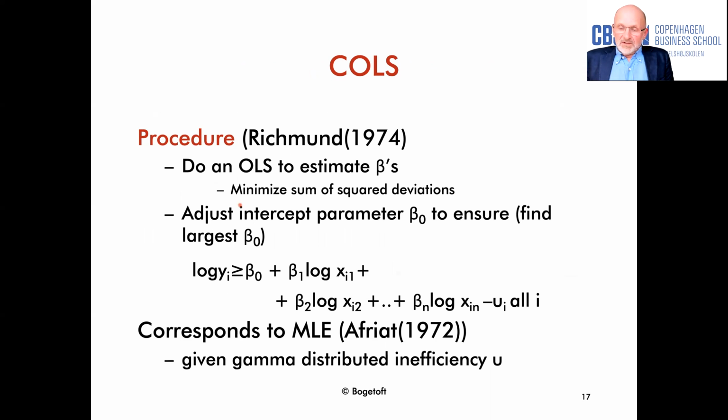One of the very first frontier models is this idea of just taking the OLS estimates and then doing a parallel shift so that they're sitting on top of all the points. It turns out that that procedure can also be given an interpretation as a maximum likelihood estimation, namely, if we assume that these inefficiency terms, the terms that bring the output down, are gamma distributed.